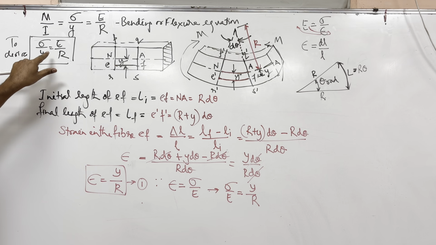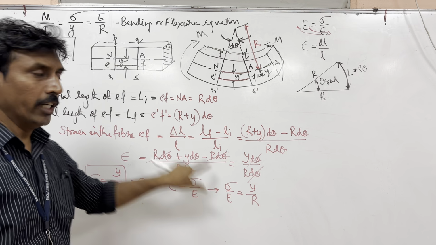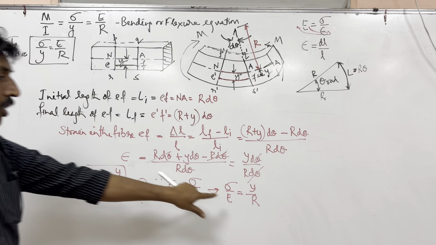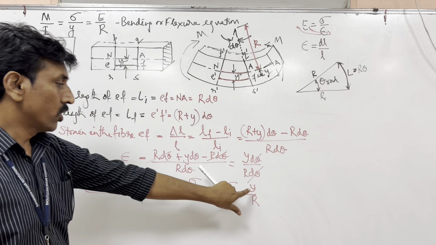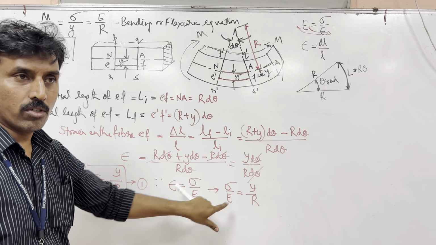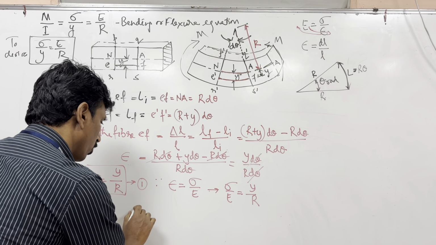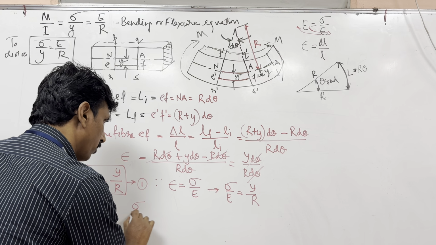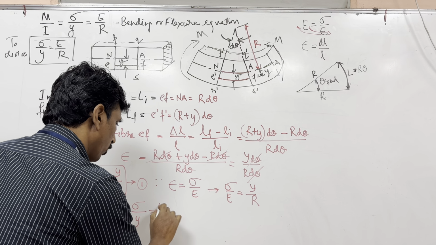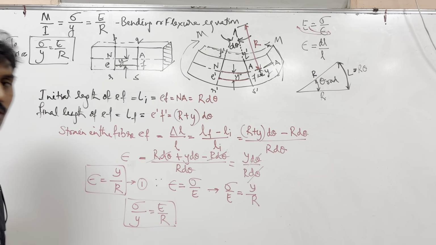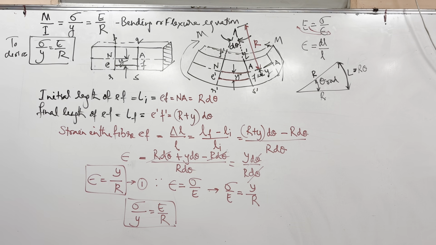Guys, are we near to this? Is this equation near to this? It is almost this, but it has changed the locations. So this y should have come here. So just change the locations of this. So you are writing this as sigma divided by y is equal to E by R. Okay. So you have arrived at the first part of the equation.